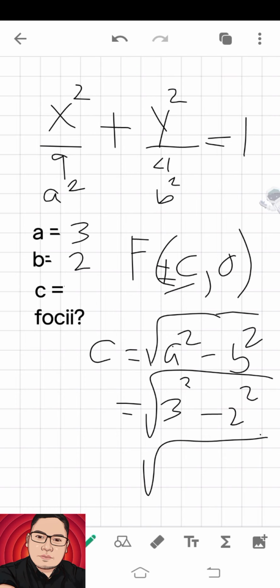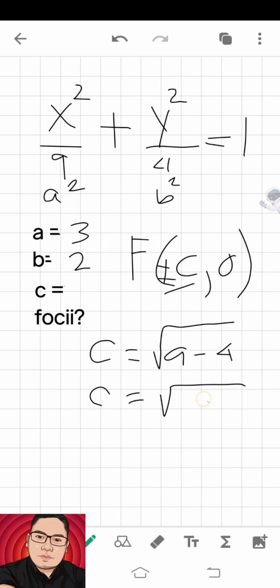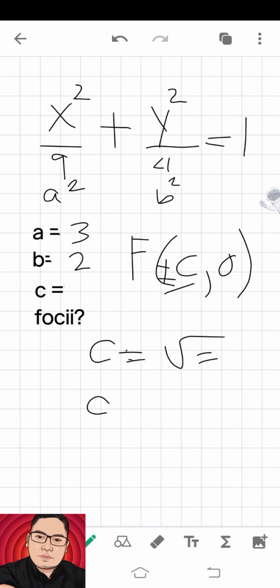That is the root of the difference of 9 minus 4. So 9 minus 4 is 5. So our c is equal to the root of 5. It means the root of 5 units from the center. And if you have your calculator, the root of 5 is approximately equal to 2.24. So there are 2.24 units from the center of the ellipse.